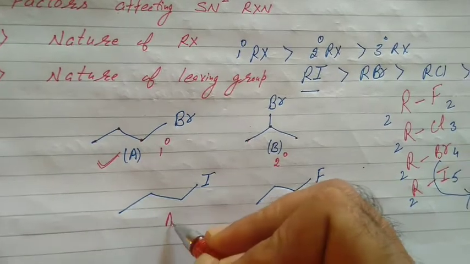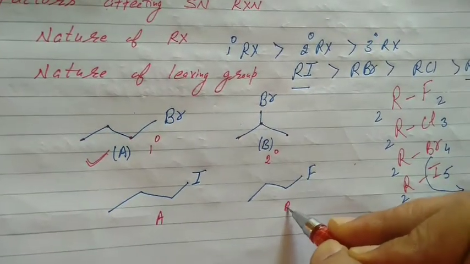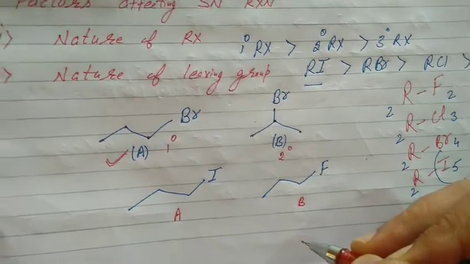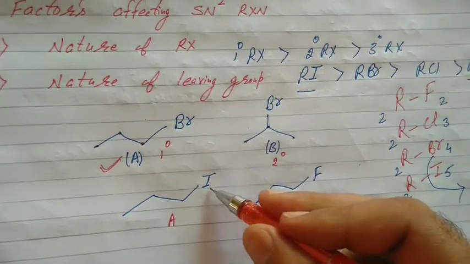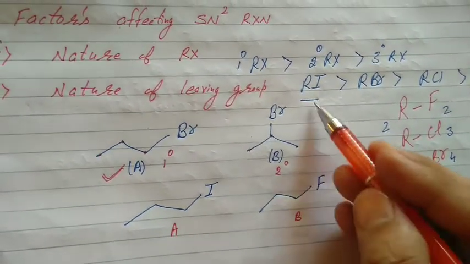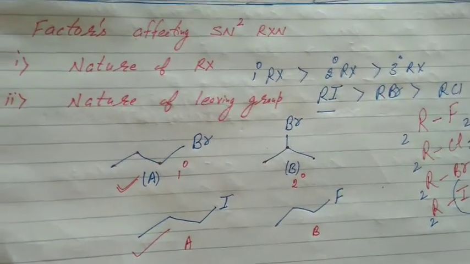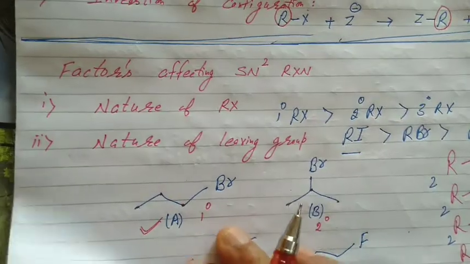Again, second question. A is iodopropane and B is fluoropropane. Which is more reactive towards SN2 reactions? Students, nature of leaving group. We studied RI is more reactive. It means definitely we will take RI. That's all for SN2 reactions, that is bimolecular nucleophilic substitution reactions.